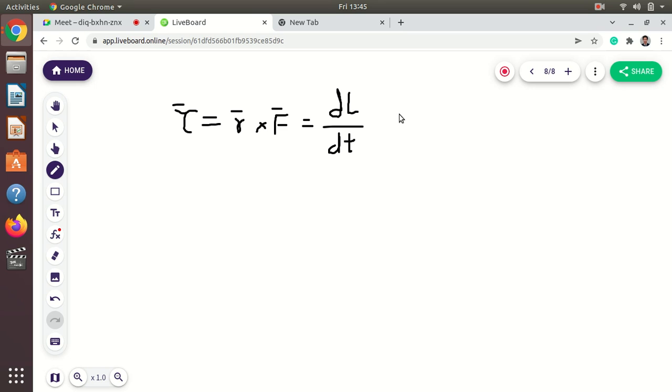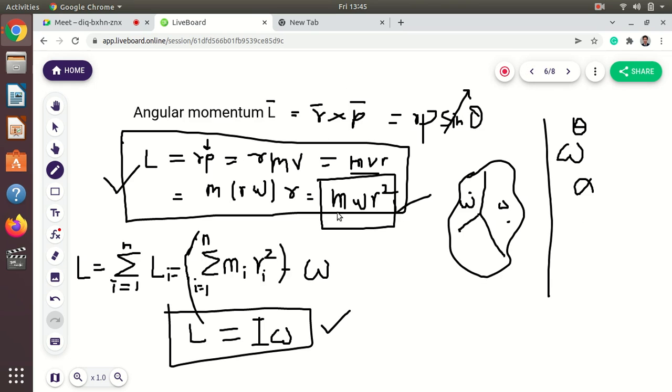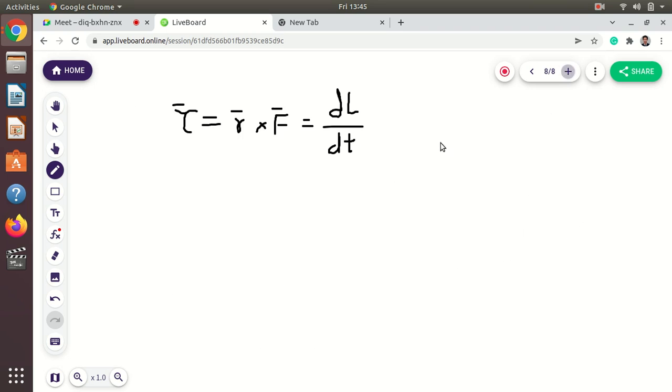So what is L? We just discussed in the last point. You can see here m omega r square, if there is a single particle. If that is a system of particles, then we use I omega. We will generally use I omega because we discussed the rotational motion of the system of particles, right? Therefore, instead of this L, we use I into omega. So d by dt of I omega.